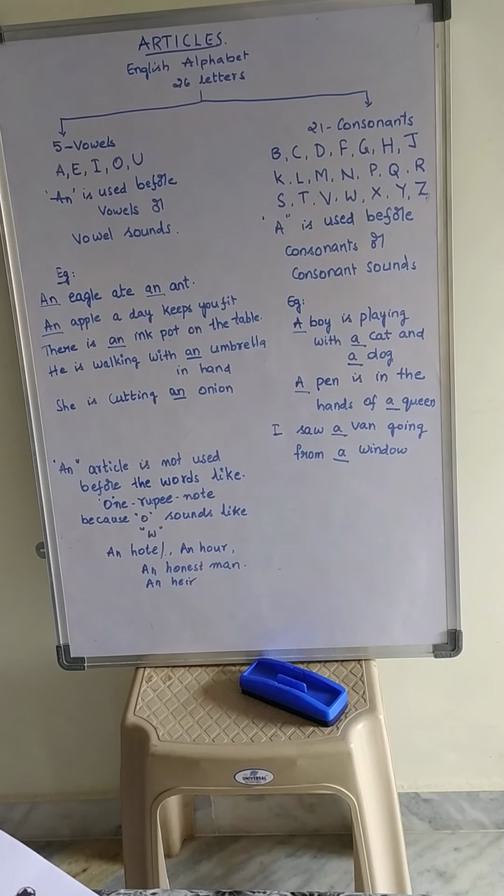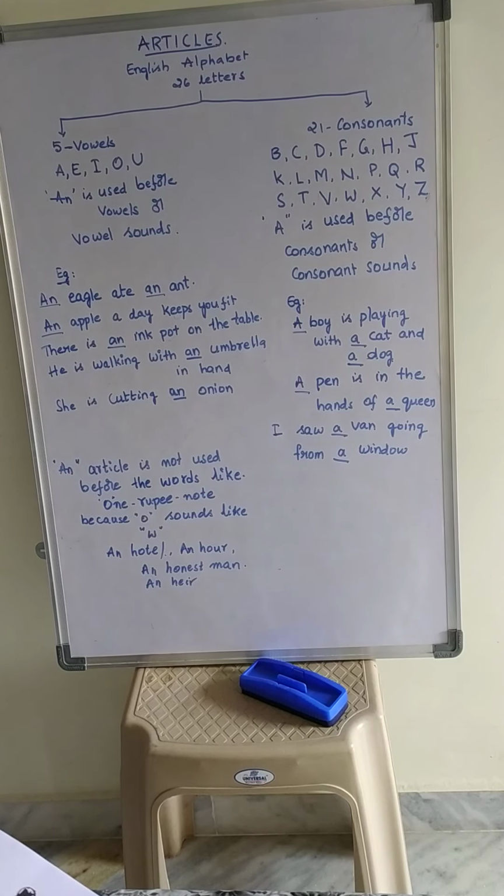For example, an eagle ate an ant. An apple a day keeps you fit. There is an ink pot on the table. He is walking with an umbrella in hand. She is cutting an onion. So these are some examples of vowels.